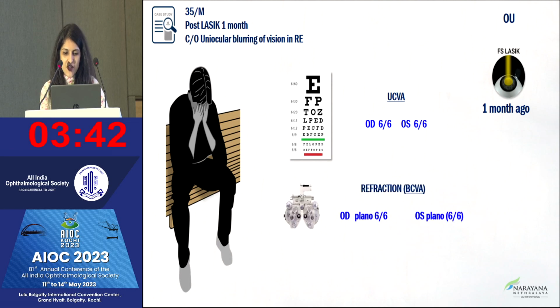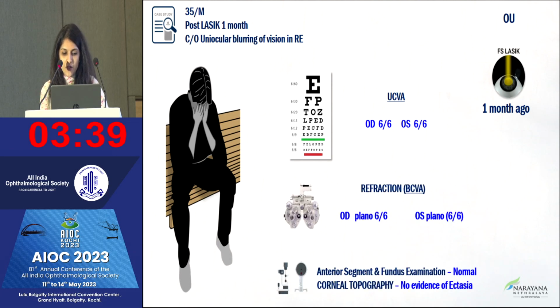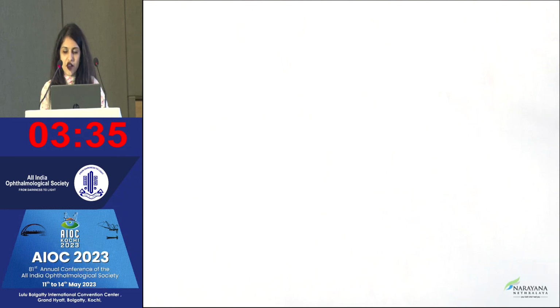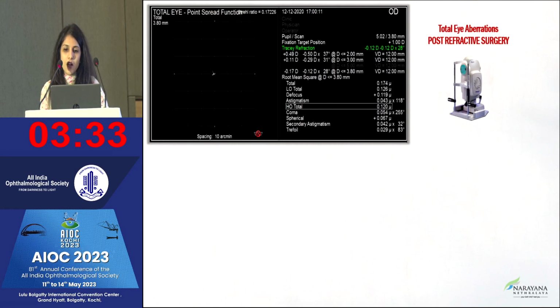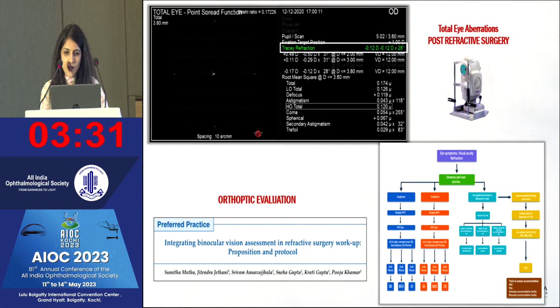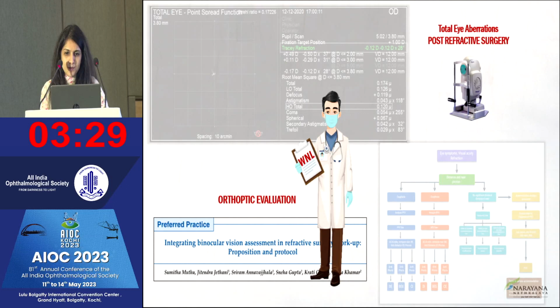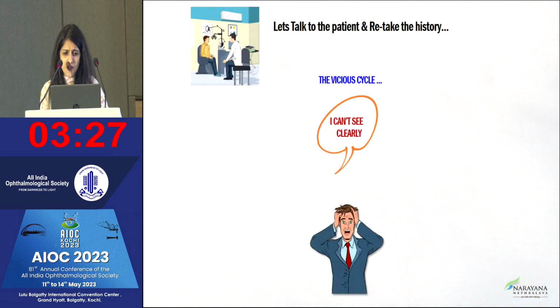So while his vision was 6/6 and he showed up plano on the refraction, the topography was absolutely normal with a normal anterior segment examination. These were the total eye aberrations, and he was subjected to an orthoptics evaluation also. But what is important was to talk to the patient, as I said.